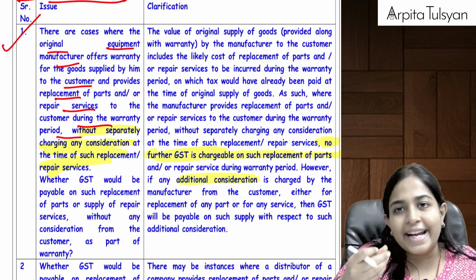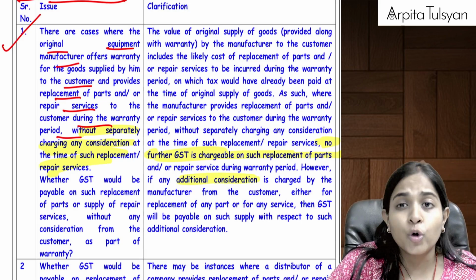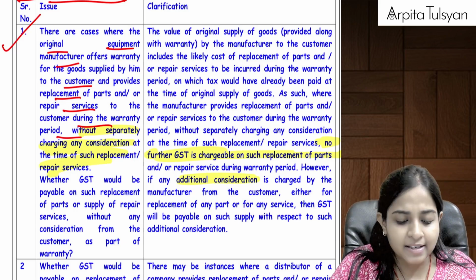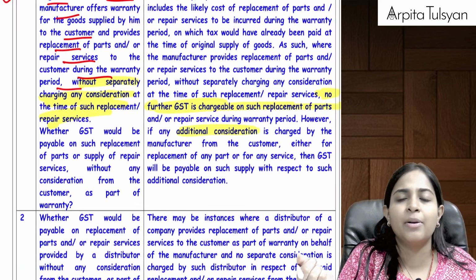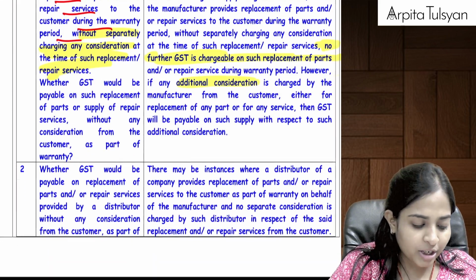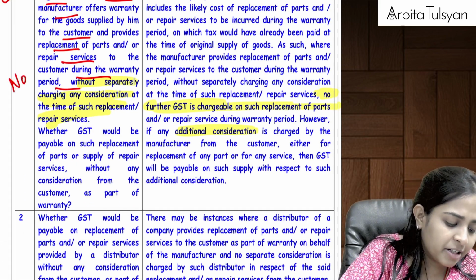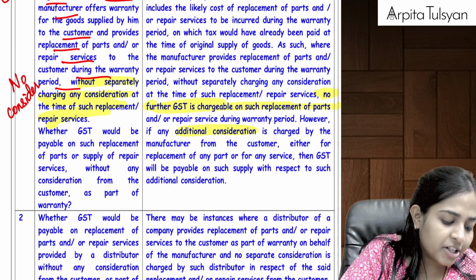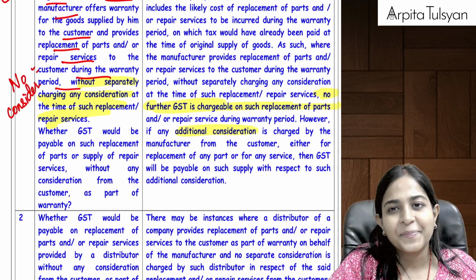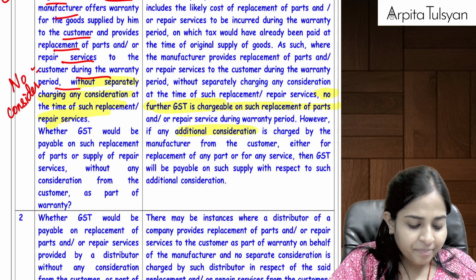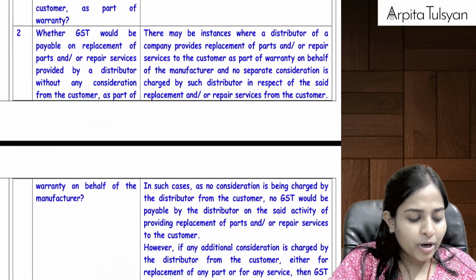However, if there is any additional consideration, if they say, no, you will have to pay 100 rupees extra as service charge, then on that 100 GST will be applicable. Otherwise, GST is totally not applicable, because there is no consideration involved. I hope I am clear with this, everyone. Then going on to the next one.